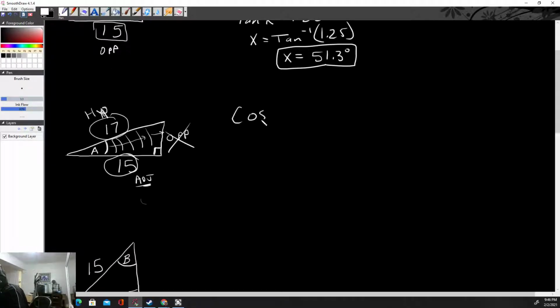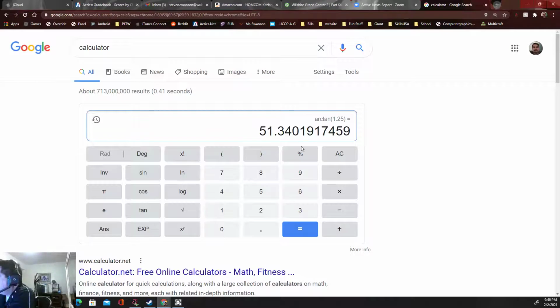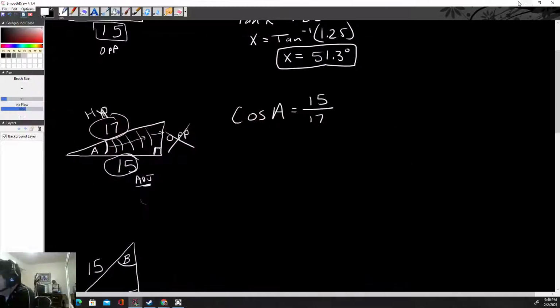So cosine of some angle, and they called the angle A right here. Cosine of A is equal to adjacent divided by hypotenuse. That's the rule. So let's take 15 divided by 17 on the old trusty calculator. 15 divided by 17 is equal to 0.882.